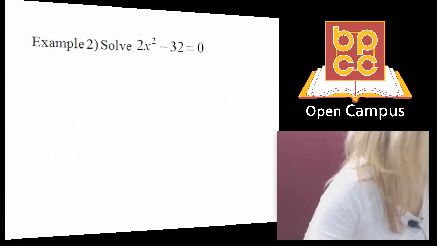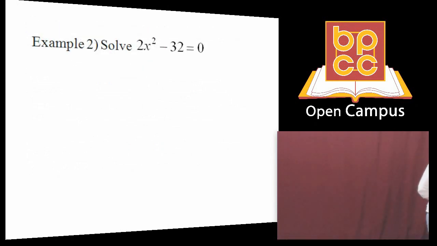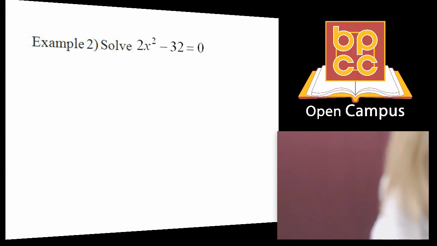So now let's look at equation 2 in your notes. I want to solve 2x squared minus 32 equals 0, and I do not want to factor this one. Again, I want to make sure you all understand the square root method. So let's go to the board and see if we can walk through the process.